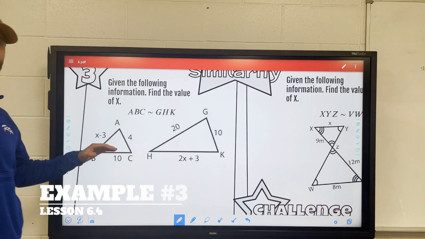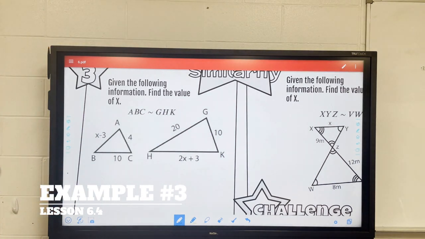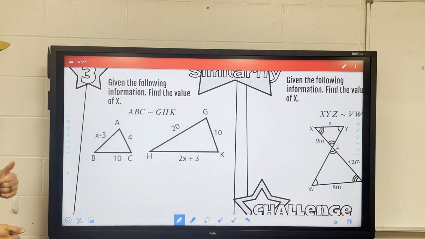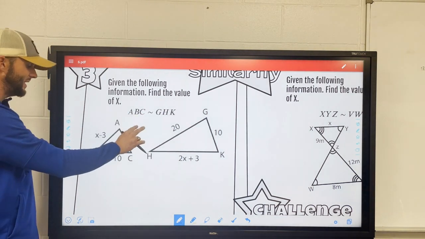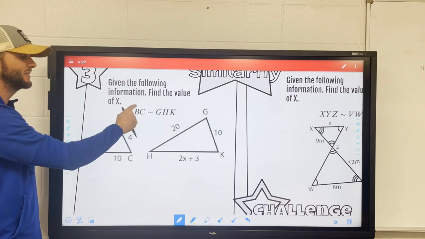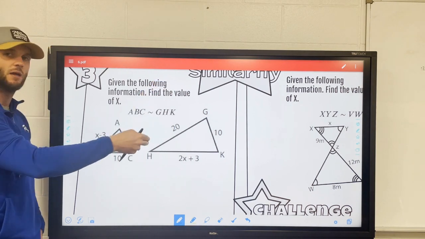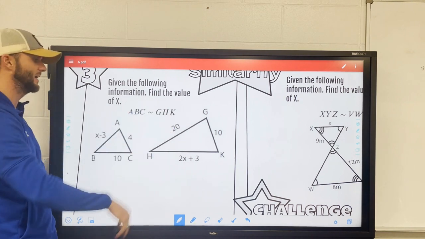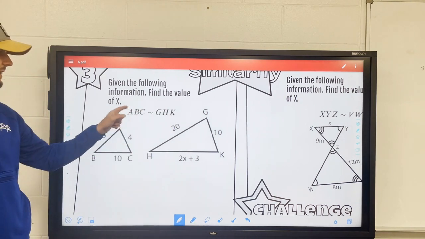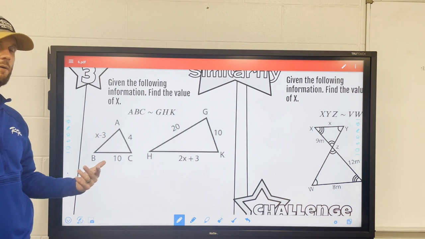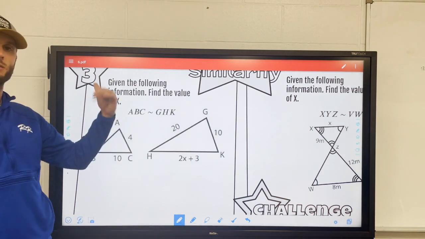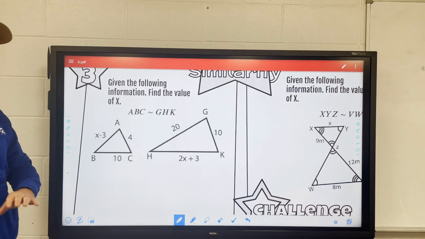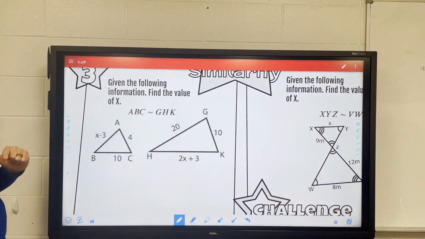All right, so in example number 3, it says, given the following information, we need to find the value of x. So right now, if you look, ABC is going to be similar to GHK. So if I was looking for any of the angles, I know that all of the angles that line up to each other are going to be equal to each other. But I am looking at my side measurements here. Since I know that these are similar to each other, I know that all of the sides are proportional to each other.